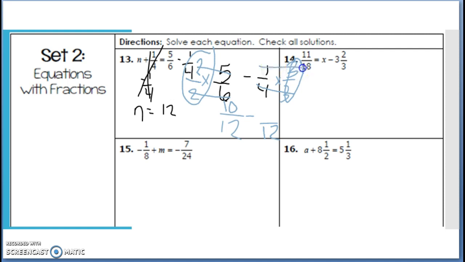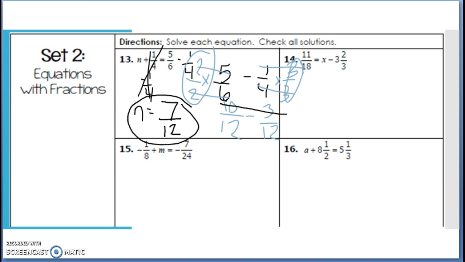So 1 times 3 is 3. Now we can see that 10 over 12 minus 3 over 12 will give us our simplified answer. So 10 minus 3 here is 7. And the fraction stays the same. The parts of the whole it comes from doesn't change. So n equals 7 over 12.